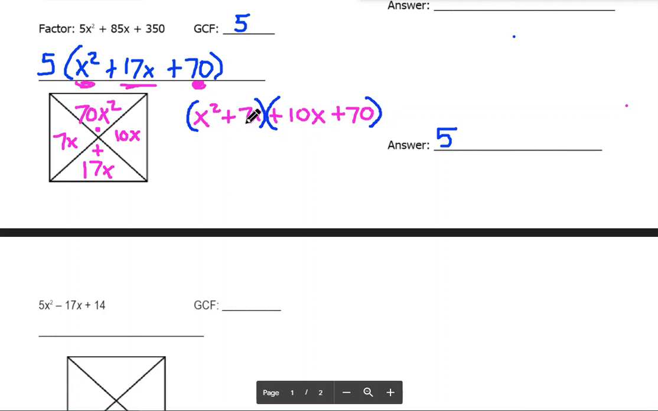And then I say, all right, what in this first group do they have in common? Well, my GCF is x, right? So what's left over? Well, it'll be x plus 7, because I'm taking out an x from each of those. All right, so what does this second group have in common here?